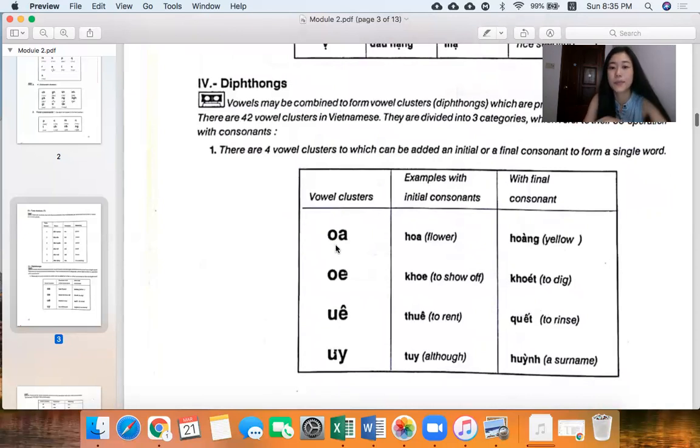Vowel clusters. Wa, wa. Examples with initial consonants. Wa, wa. With final consonants. Wang, wang. Re, re. Khoe, khoe. Quét, quét. Quê, quê, thuê, thuê. Quét, quét. Tuy, tuy. Tuy, tuy. Huỳnh, huỳnh.